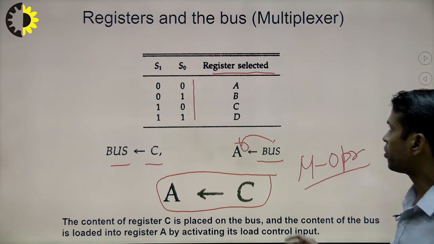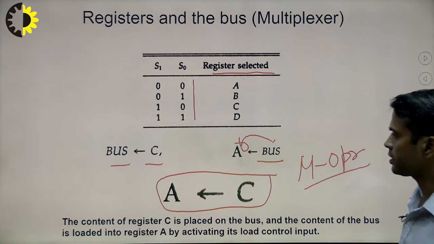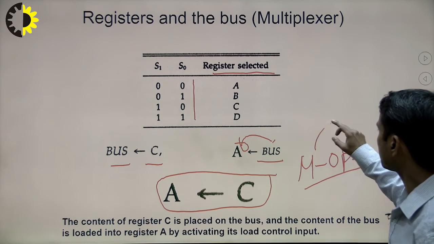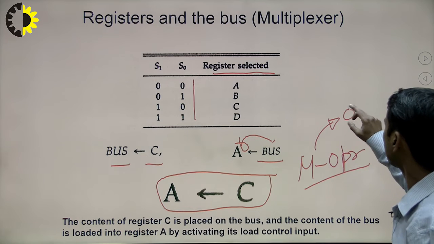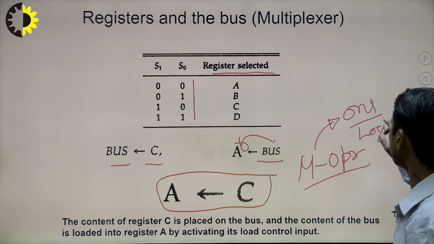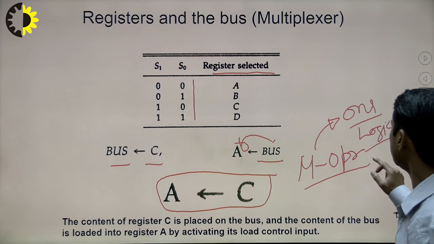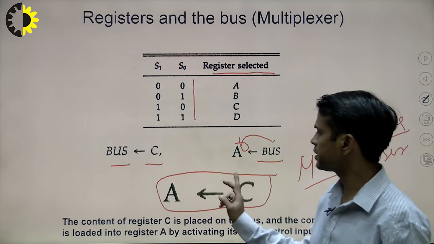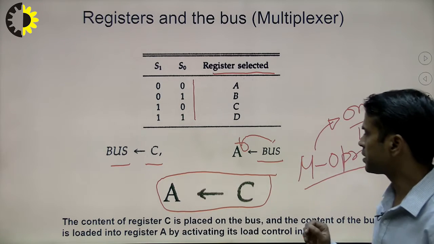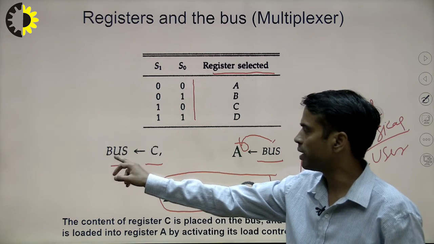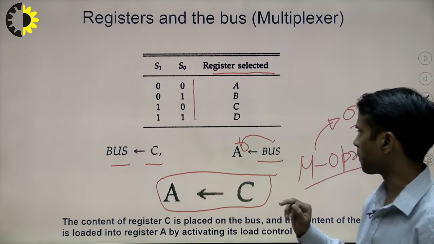Okay. So, in the very first slide we have talked about the micro operation. So, what is micro operation? Micro operation is one logical operation that the user is only interested in: transfer of data from C to A. The user does not bother about how data has gone from C to bus and then from bus to A.